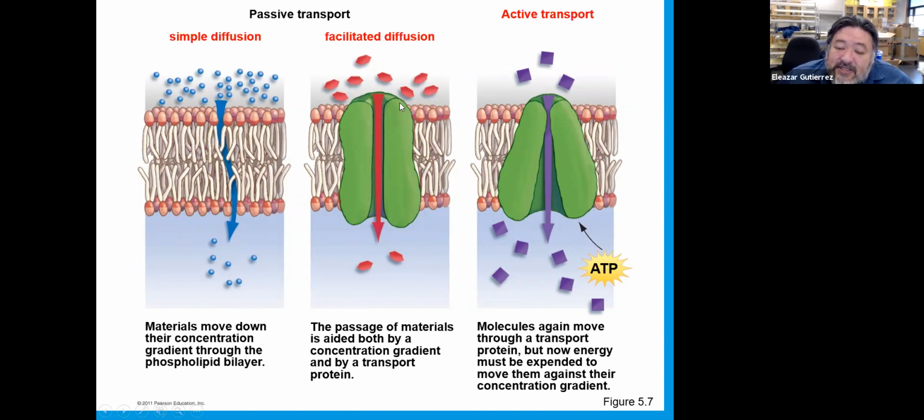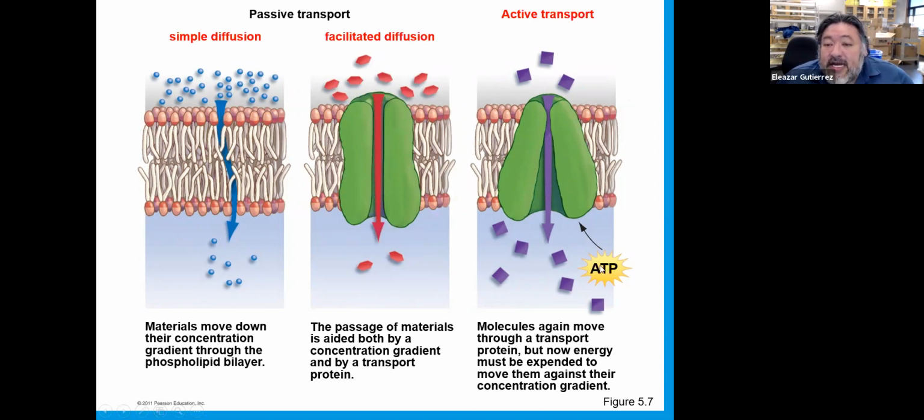But if you have a specially designed channel where the outside of the channel is hydrophobic, and the inside of the channel is hydrophilic, the outside of the channel in this integral protein will associate with the phospholipid bilayer, and the inside channel will associate with the hydrophilic character of the sugar and allow it to move down its gradient. So with facilitated diffusion, you always have to have that transport protein, also called a channel.